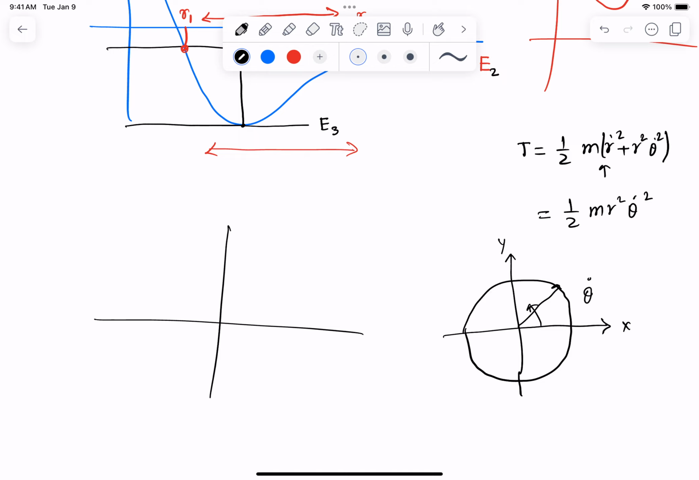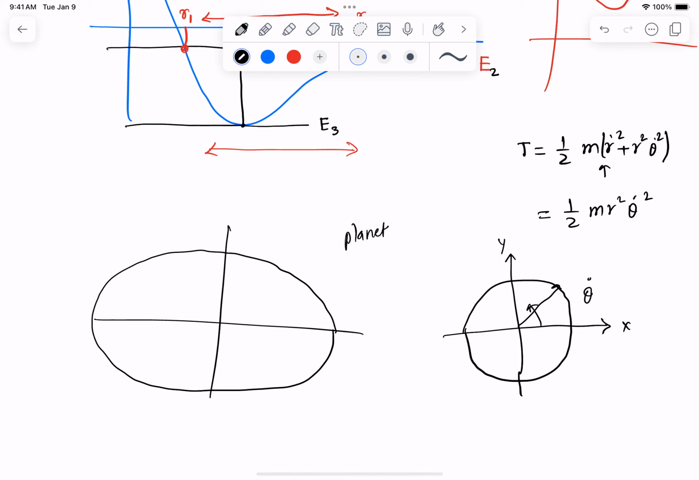the motion would be: it starts from some radius, it goes down, then it goes again up. For the special case where the trajectory closes on itself, which would be the case of the planets, this looks like an ellipse. The trajectory looks like an ellipse.